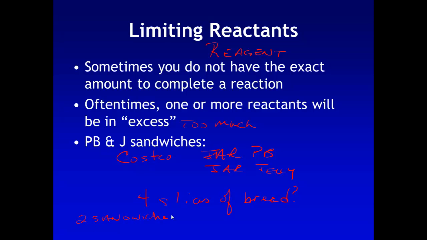So what we would say is the bread is the limiting reactant. And LR is how we abbreviate limiting reactant or limiting reagent. Then we would say that the peanut butter and the jelly are in excess. And again, the abbreviation for excess is the letters XS. Okay, so that's the idea of limiting reactants.